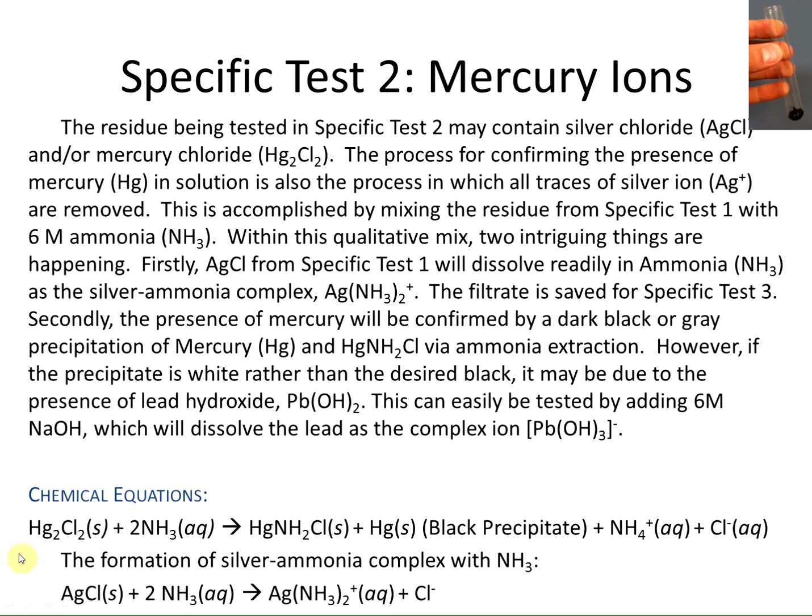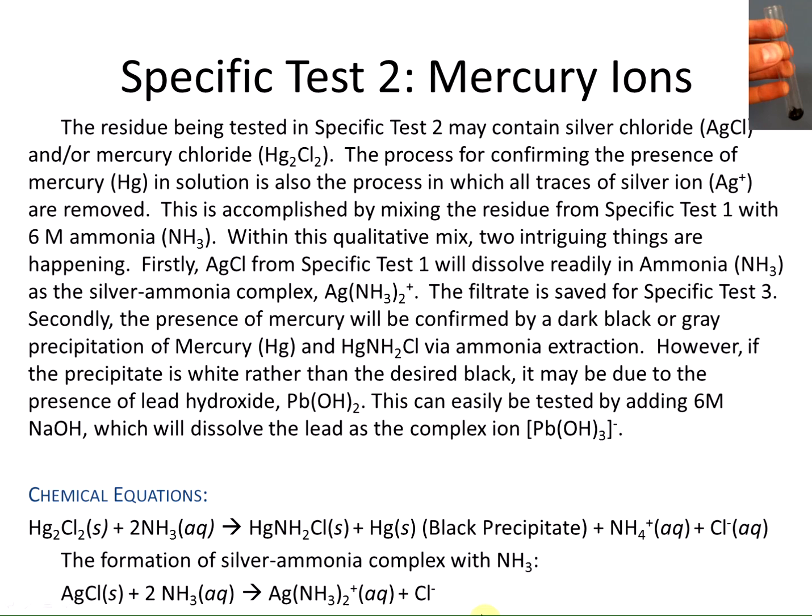So here are the chemical equations happening in specific test 2. If mercury is present, then the mercury will react with the ammonia to form this mercury amine chloride complex, as well as elemental solid mercury, the black precipitate. And if silver is present, then the silver chloride in the solid state will combine with aqueous ammonia to make the silver amine complex, which is cationic. Now this reaction here is specific test 2 for mercury.